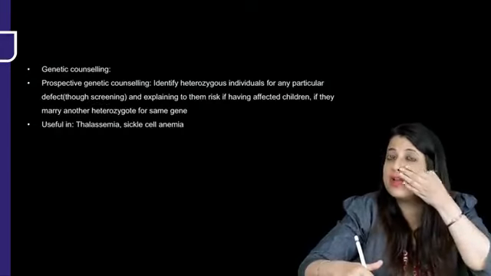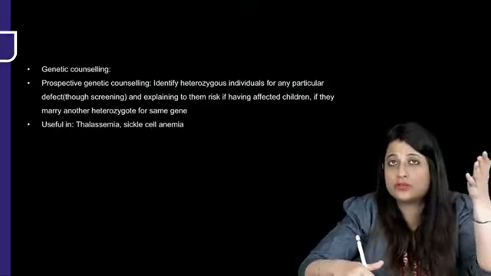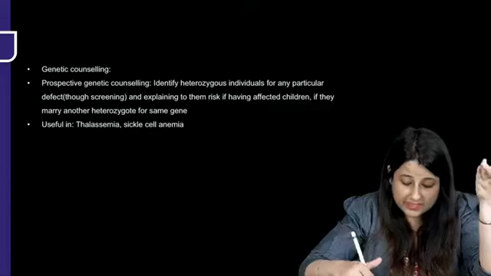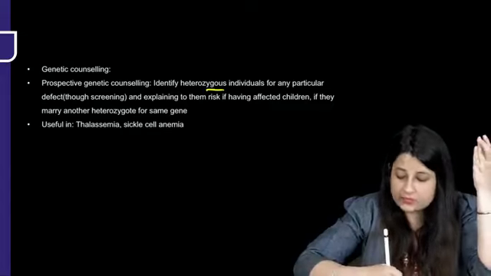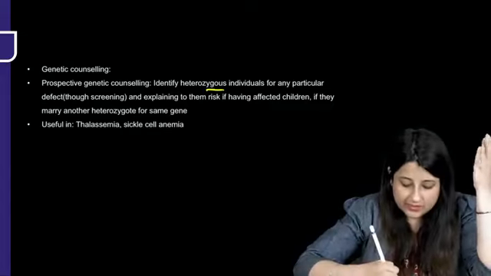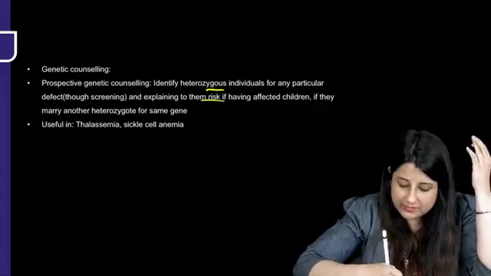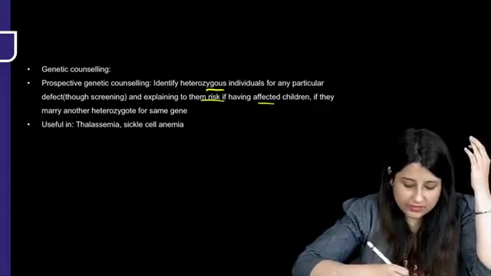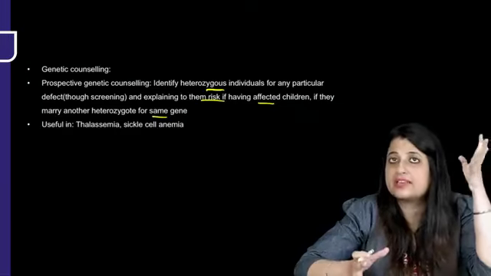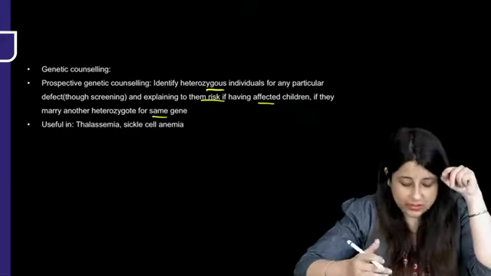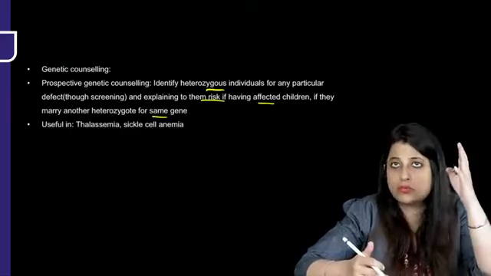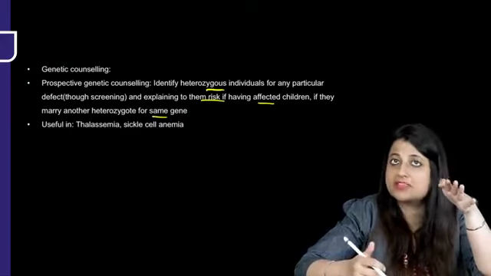In India, what do you think we are having? Mostly people are going for retrospective genetic counseling. Prospective means you identify heterozygous individuals for any particular defect and explain to them the risk of having affected children if they marry another heterozygote, like thalassemia. If two heterozygotes marry, what are going to be the consequences? You explain. That is prospective.